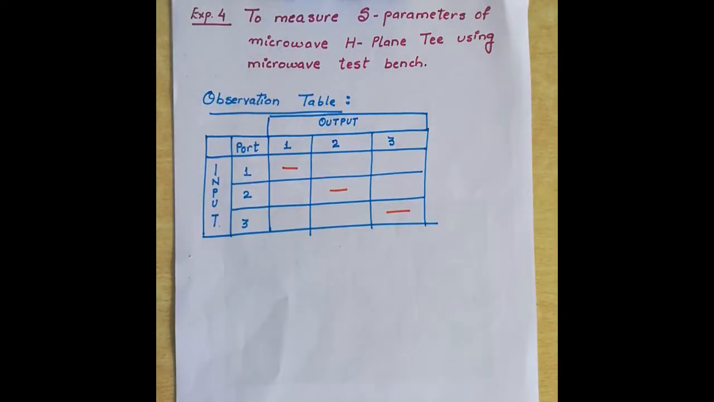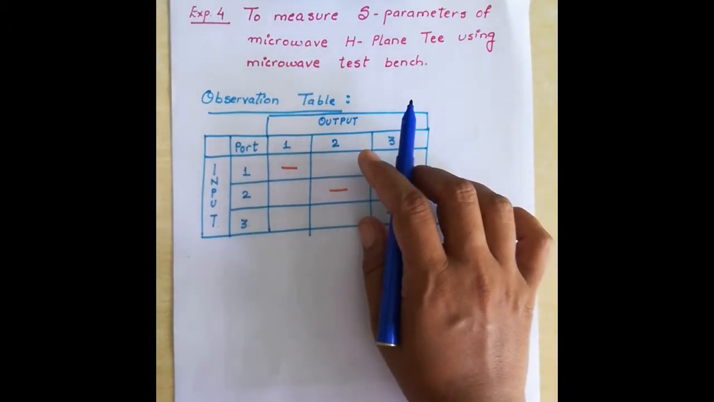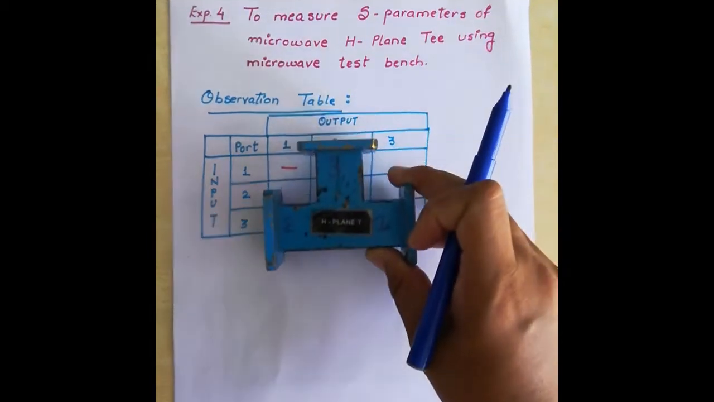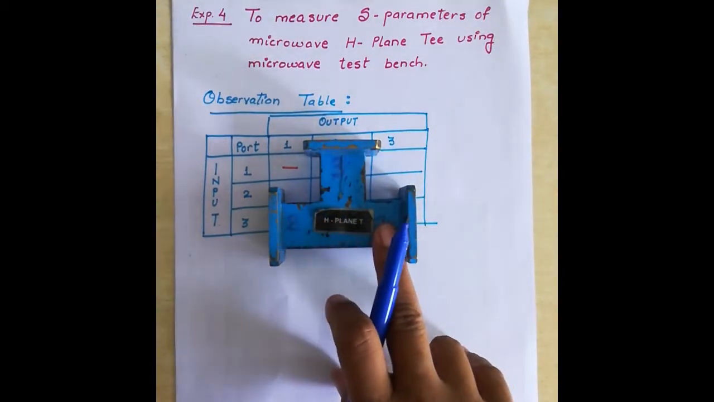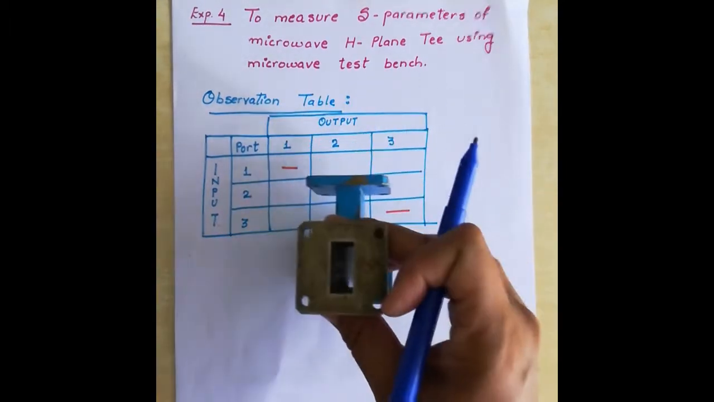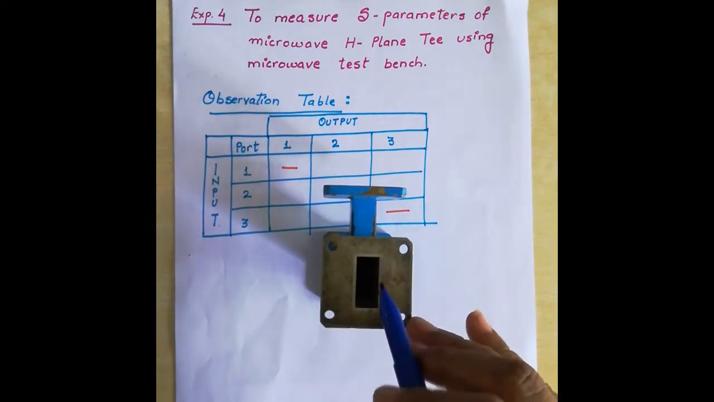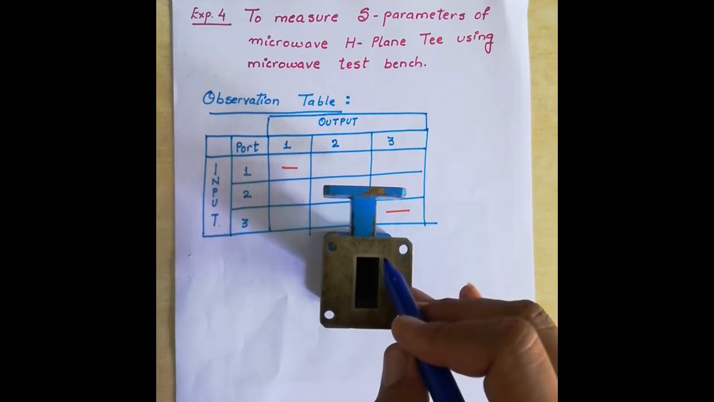Hello. Today we are going to perform experiment number 4 to measure the S parameters of a microwave H-plane T using the microwave test bench. So this is our H-plane T. This is one of the microwave components. You can see over here that this waveguide is rectangular in shape. So this is my broader dimension and this is my narrower dimension.